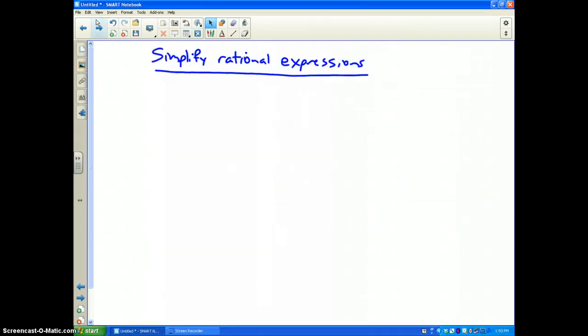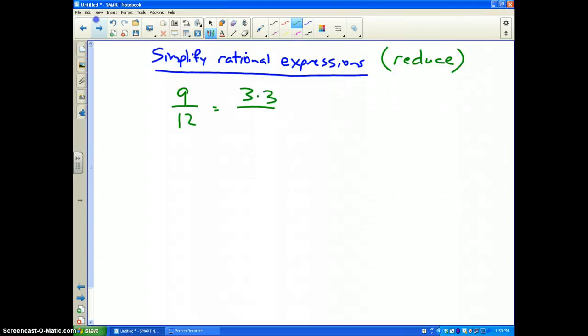Last slide. Let's talk about simplifying some rational expressions. This is like the word reduce. So for instance, if I had 9 twelfths, you all know that 9 is 3 times 3 and 12 is 3 times 4. And what you do is you cancel out on top the thing that's the same on the bottom. There's a 3 on top and a 3 on bottom. Therefore, when I reduce this, I get 3 fourths.